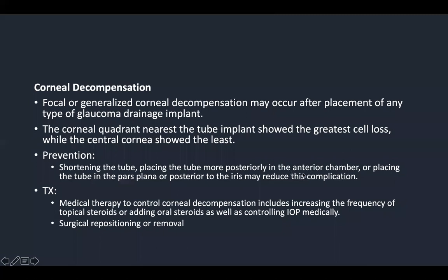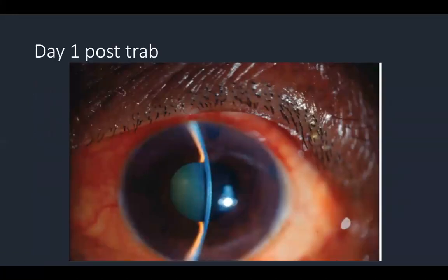And if the patient is pseudophakic, you can consider placing it in the sulcus or even pars plana sometimes. And then you can start by observation and medical treatment. You can include some anti-inflammatory treatment such as topical steroids. If the patient is progressing, then you should consider surgical repositioning or even removal of the tube.